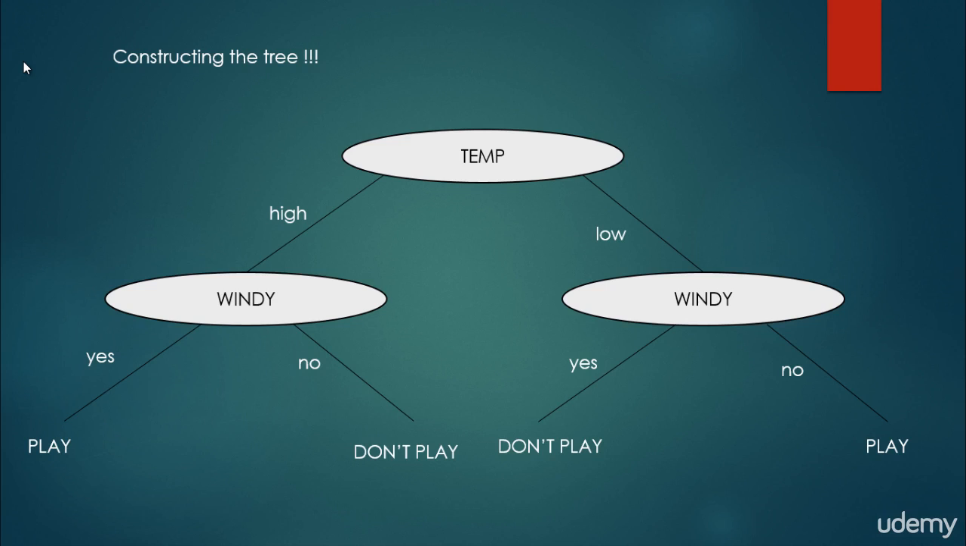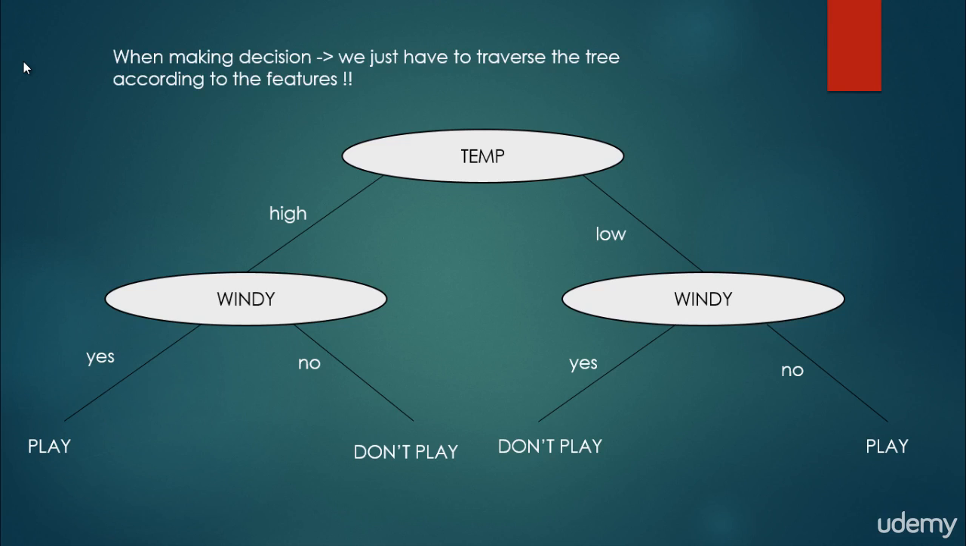For example, the temperature can be high and it can be low. The weather can be windy and not windy, and so on. And the leaf nodes of this decision tree will be whether we play or we don't play tennis. So this is our question usually.